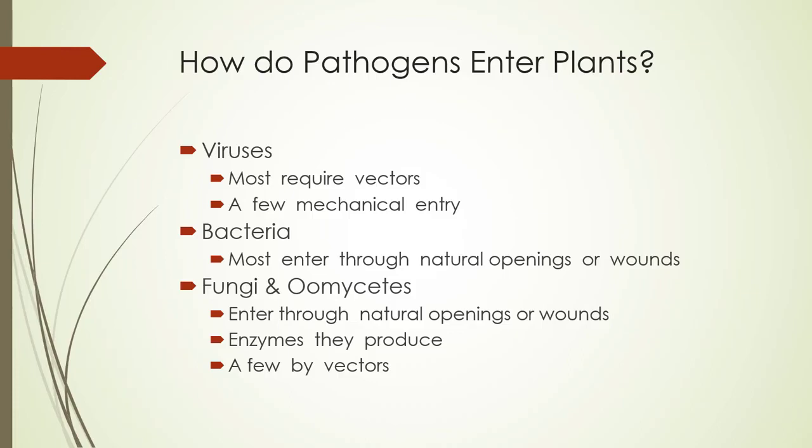So how do pathogens enter plants? Well, viruses require vectors of some sort, and you can be a vector. A few are by mechanical entry. So maybe pruning. Sometimes there are root grafts that occur that can spread viruses from one plant to another. Bacteria must enter through a natural opening or wound, and there's usually water associated with that. Fungi and oomycetes, which are water molds, enter through a natural opening or wound, or through the enzymes they produce, a few by vectors.